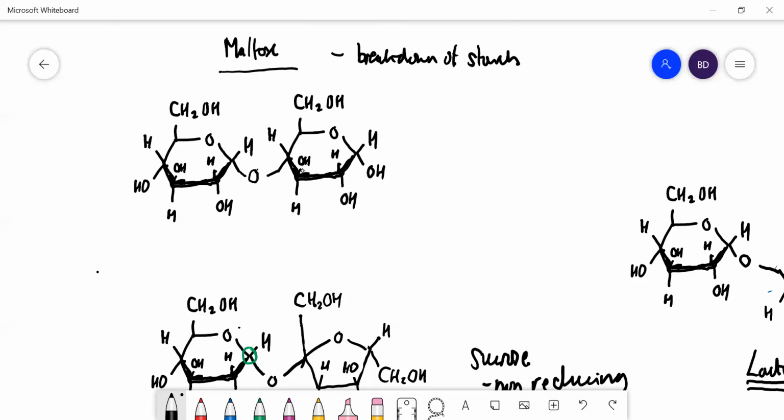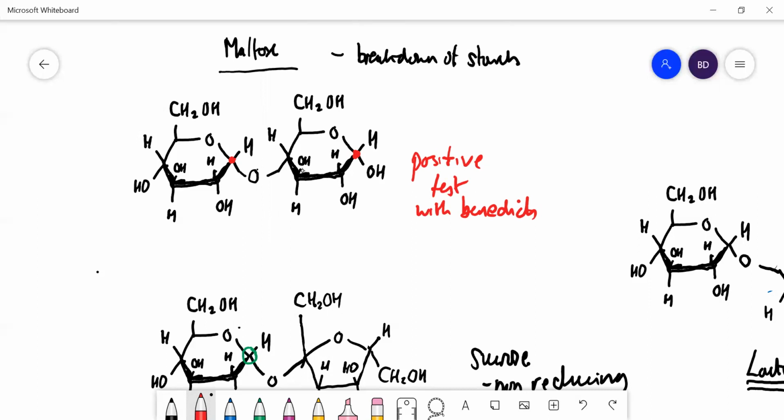Okay, now maltose will give a positive test with Benedict's. Because of the reducing bit, remember I said this carbon here has got to be like that. It's not involved in bonding, so that one is available to do the reducing. This carbon, this glucose, wouldn't be available to do it because that's involved in forming the glycosidic bond.